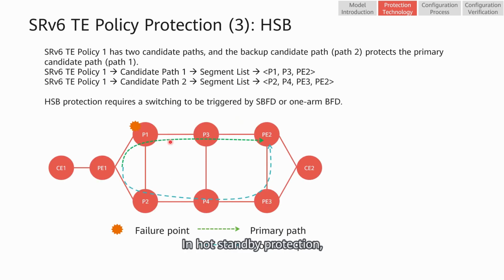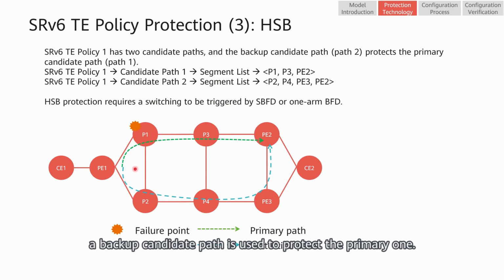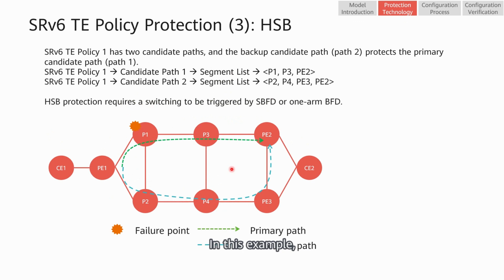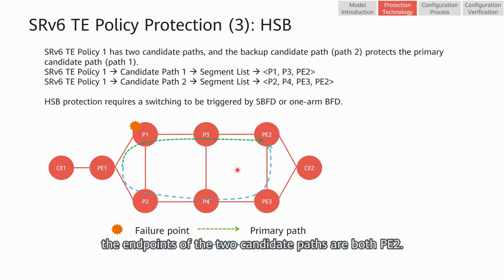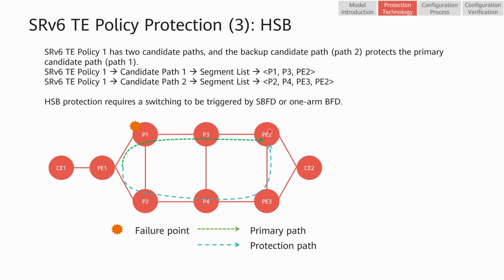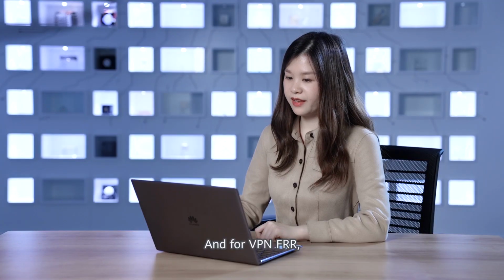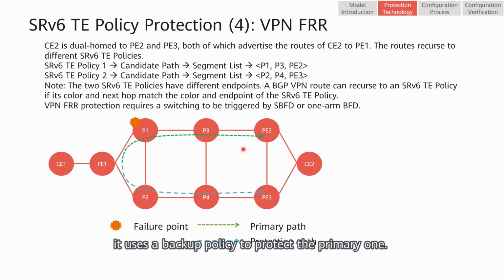In hot standby protection, a backup candidate path is used to protect the primary one. In this example, the endpoints of the two candidate paths are both PE2. And for VPN FRR, it uses a backup policy to protect the primary one.